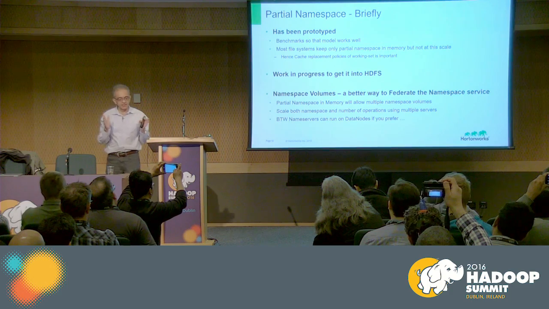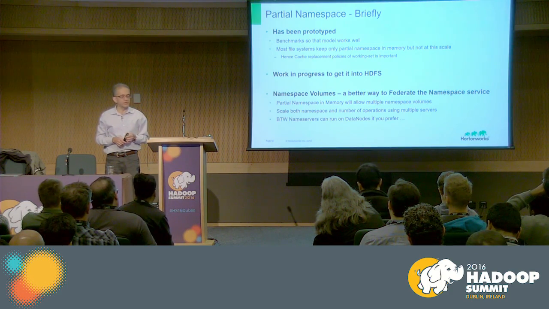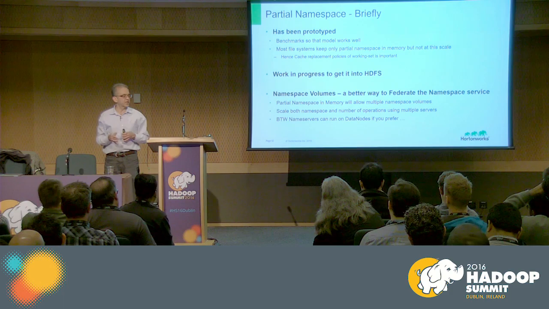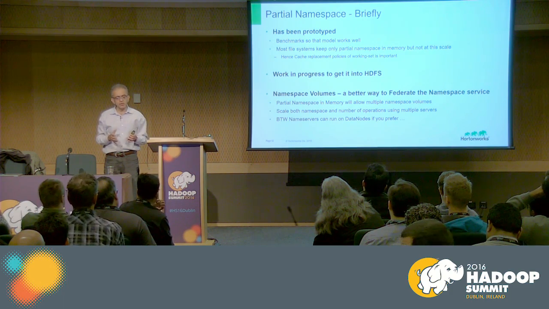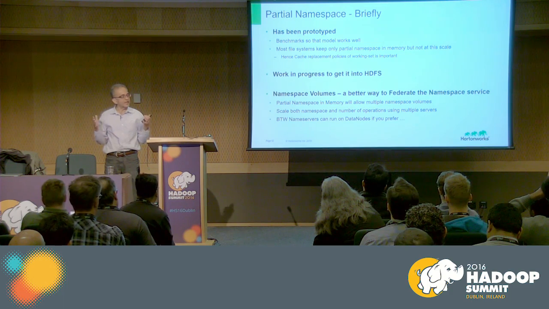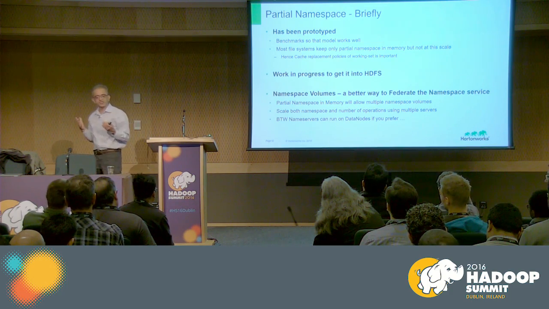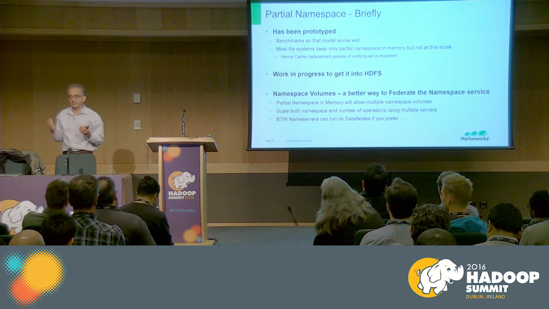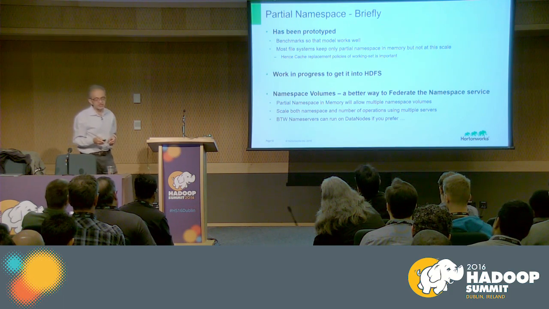So it has been prototyped. In fact, we had an intern from CMU who did a whole bunch of benchmarks and studies on this. The main thing here is that most file systems usually keep a partial namespace, but they are not scaling to this scale. So for example, in Hadoop, we will have to really talk about cache replacement policies of the working set, because that's going to be very important in order to make this work, okay? So work is in progress in this space.